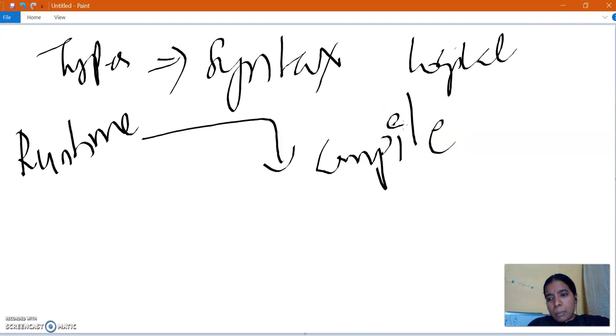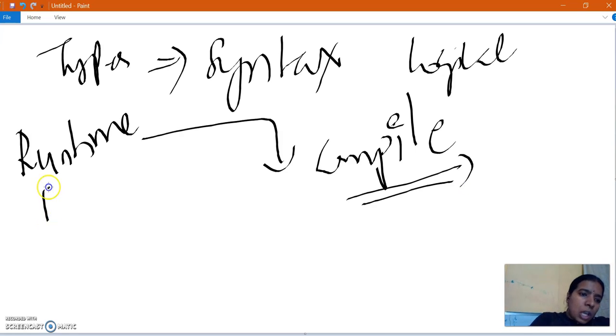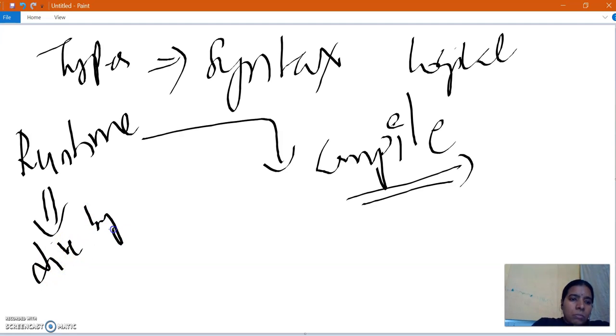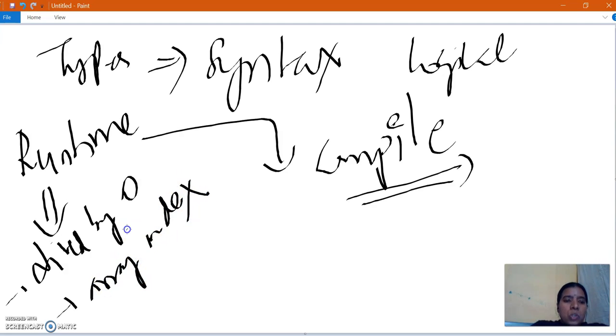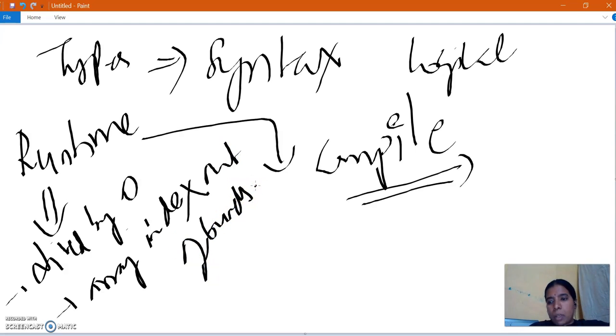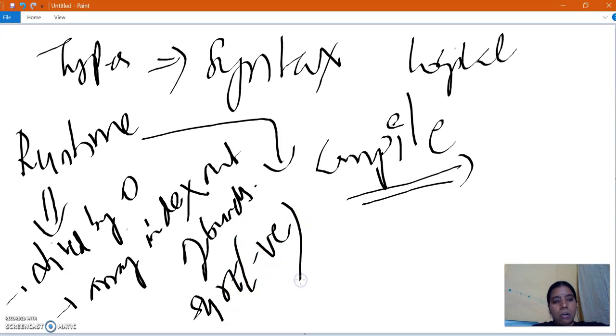How do you define compile time errors? Errors which are observed during compilation of a program are known as compile time errors. Errors which are only understood during the runtime of a program are known as runtime errors. A few runtime errors include divide by zero. Divide by zero gives you infinity, which is wrong in any kind of operation. The second one is array index out of bounds. In C, arrays know no boundaries, so array index out of bounds is also a runtime error. These are a few examples of runtime errors: divide by zero, array index out of bounds, square root of a negative number. All these are runtime errors.